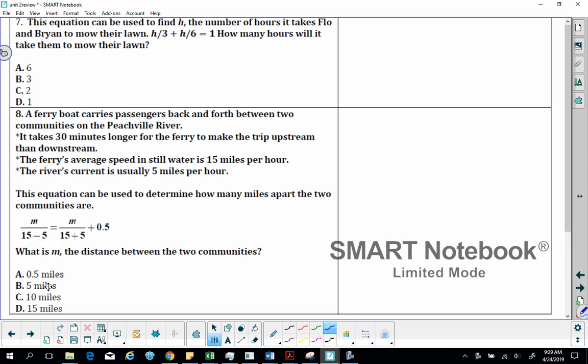The next problem is number 7. So you're going to page 7, and it's number 7. So this is the problem right here. It says h over 3 plus h over 6 equals 1. What answer did you guys get?